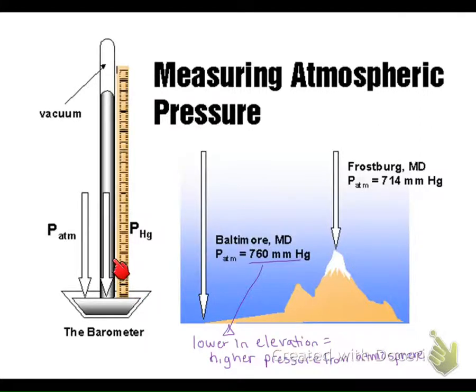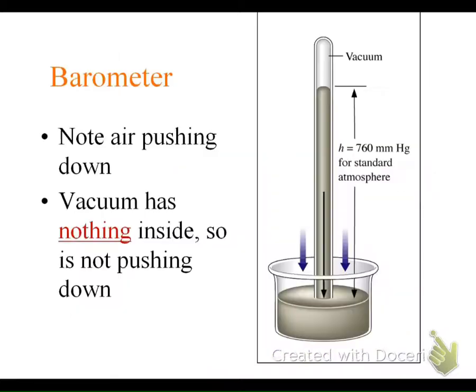So the lower the elevation, the higher the pressure from the atmosphere. If you see right here, the atmosphere at sea level is 760 millimeters of mercury, but the atmosphere at elevation is 714 millimeters of mercury. So atmospheric pressure does vary based on sea level.